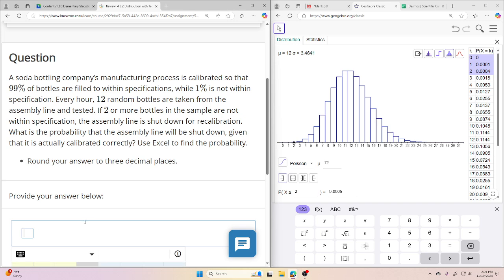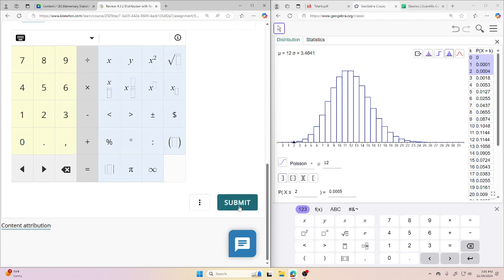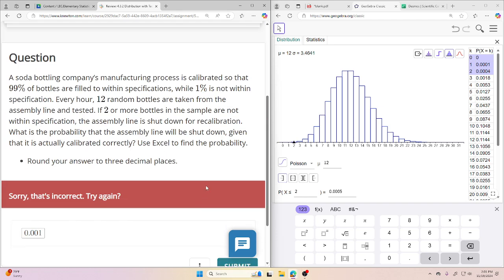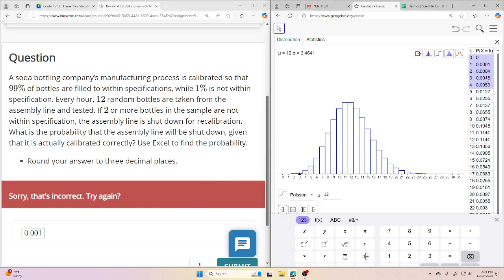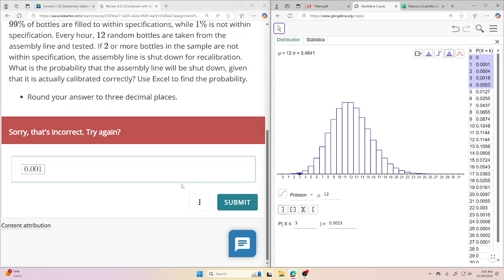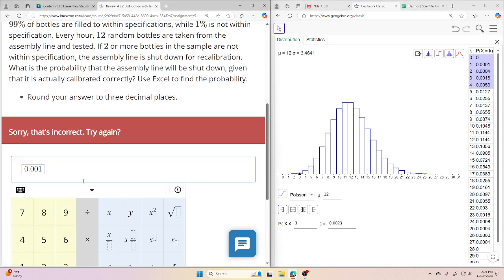I'm going to just try this number. So 3 decimals. Let's just try it. Nope. What did I do wrong? Within 1%, if 2 or more. I'll try 0.